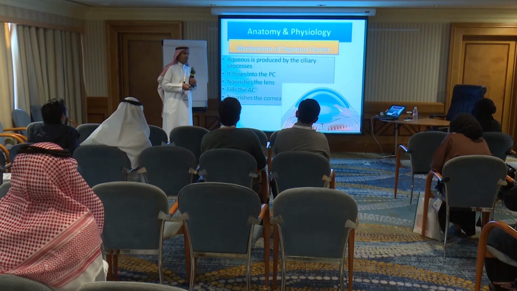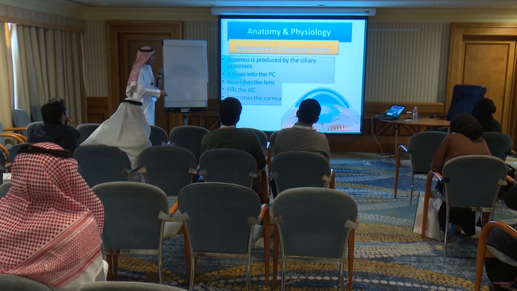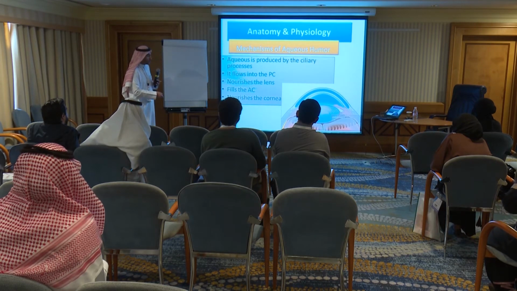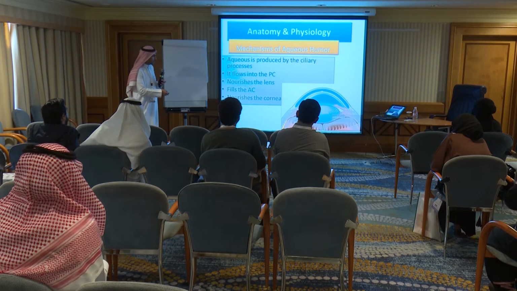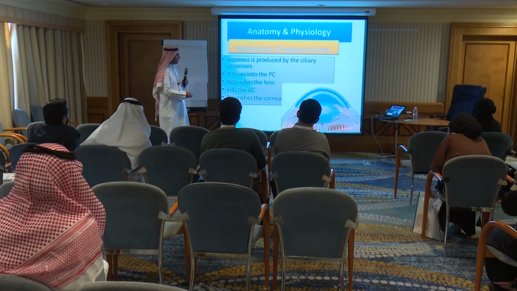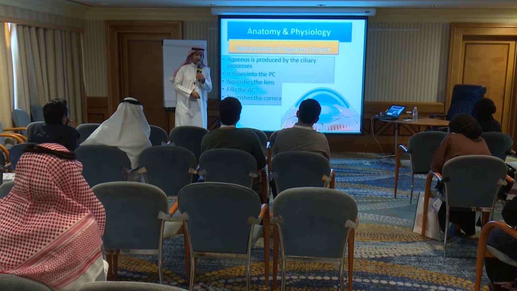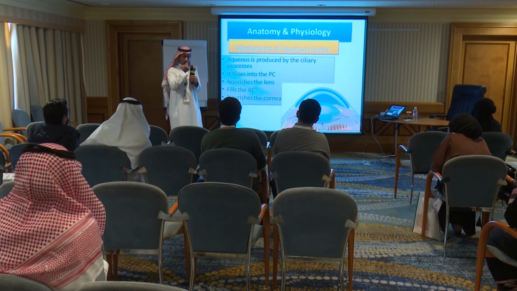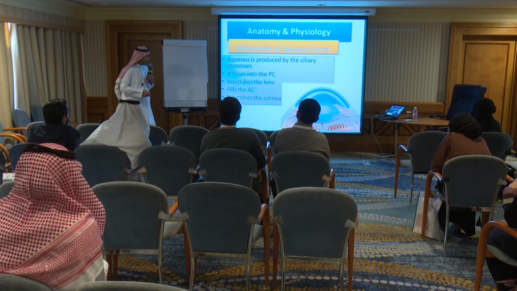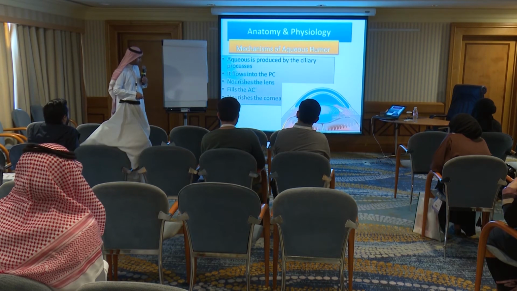Pupils. Yeah, pupils. I heard pupils. Thank you. So the aqueous humor goes through the pupils to the anterior chamber, right? And the anterior chamber, again, our cornea also is avascular, has no blood vessels, so it needs food. The food will come from the aqueous humor.